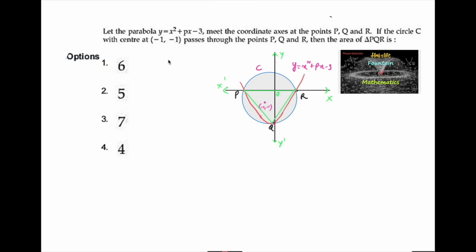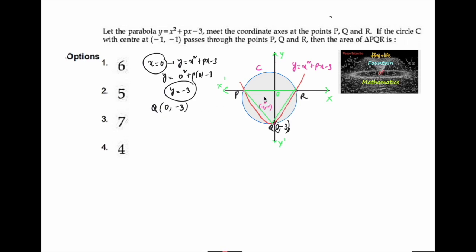Now, since the parabola is passing through the point Q, that is on y-axis, where x coordinate is 0. So if I put x is equal to 0 in the parabolic equation, y is equal to x square plus px minus 3, so we get y is equal to 0 square plus p into 0 minus 3. So y is equal to minus 3. So point Q is 0 comma minus 3.